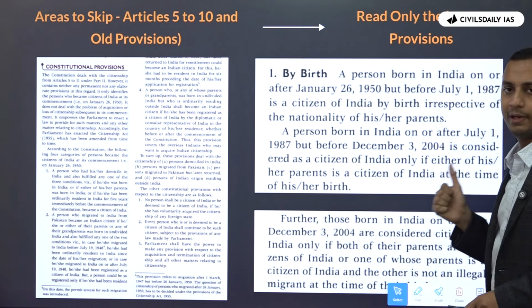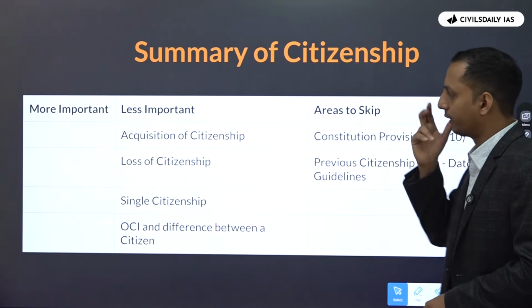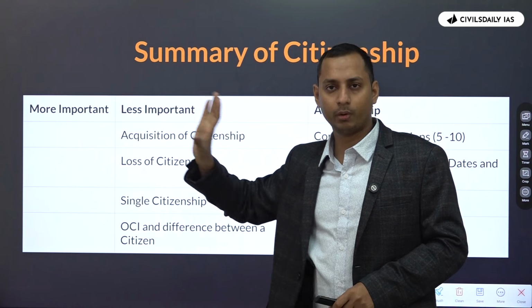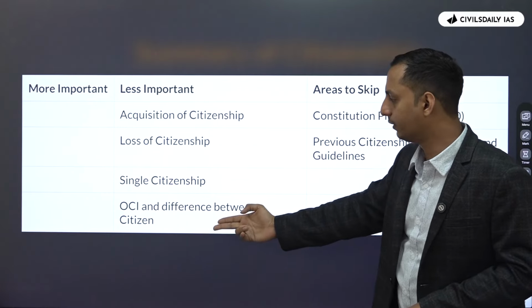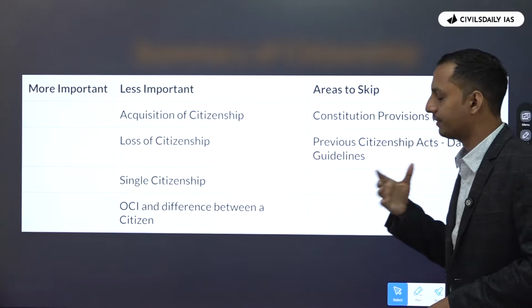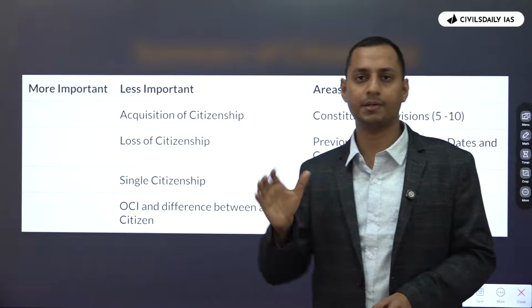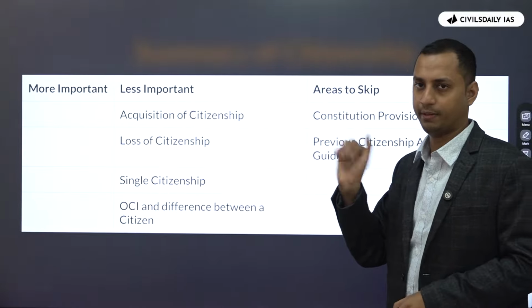Okay. Read only the latest provisions of the current Citizenship Amendment Act. So what are the areas? First of all, there are no more important areas here, but less important: acquisition laws, single citizenship and the difference. Areas to skip: constitutional provisions from 5 to 10 and the previous Citizenship Amendment Acts and the guidelines. You can completely ignore them, for the fact that only one question has come in the last 15 years.